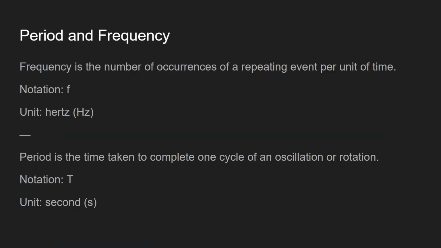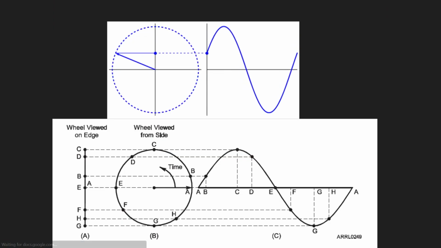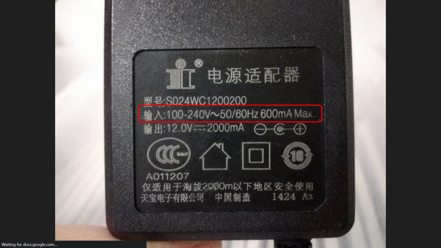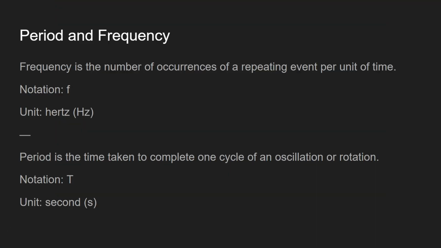Now let's talk about period and frequency. Frequency is the number of occurrences of a repeating event per unit time. In the world of electricity, it means that the voltage amplitude flips from positive to negative 50 times in 1 second. That is 50 hertz. If it is 60 times, then it is 60 hertz. The notation we usually use for frequency is F, and the unit is hertz.